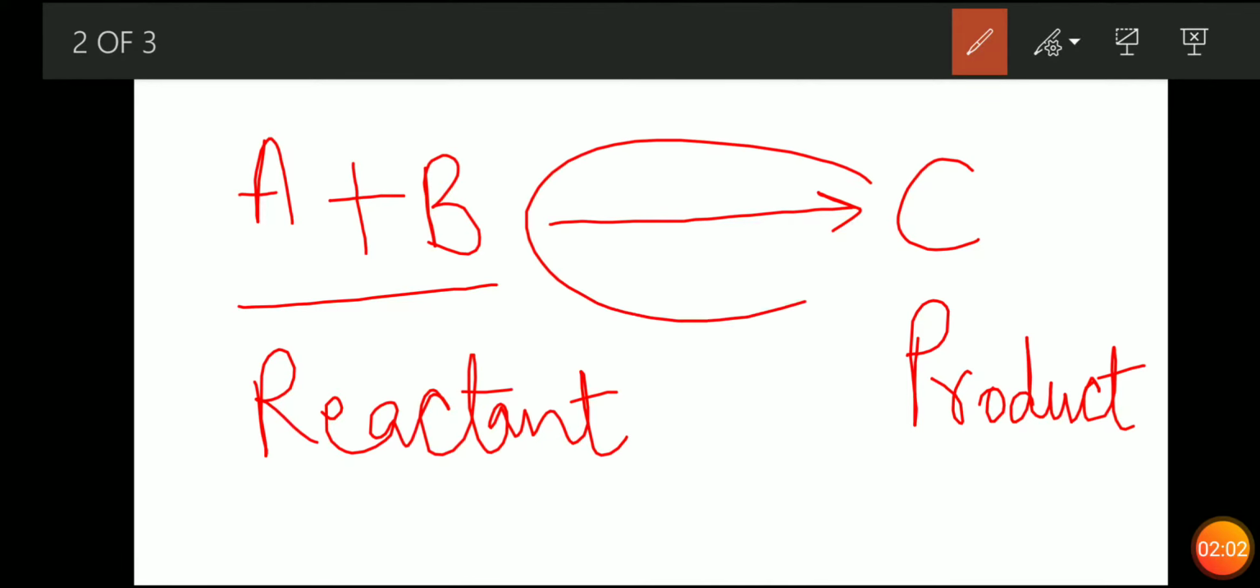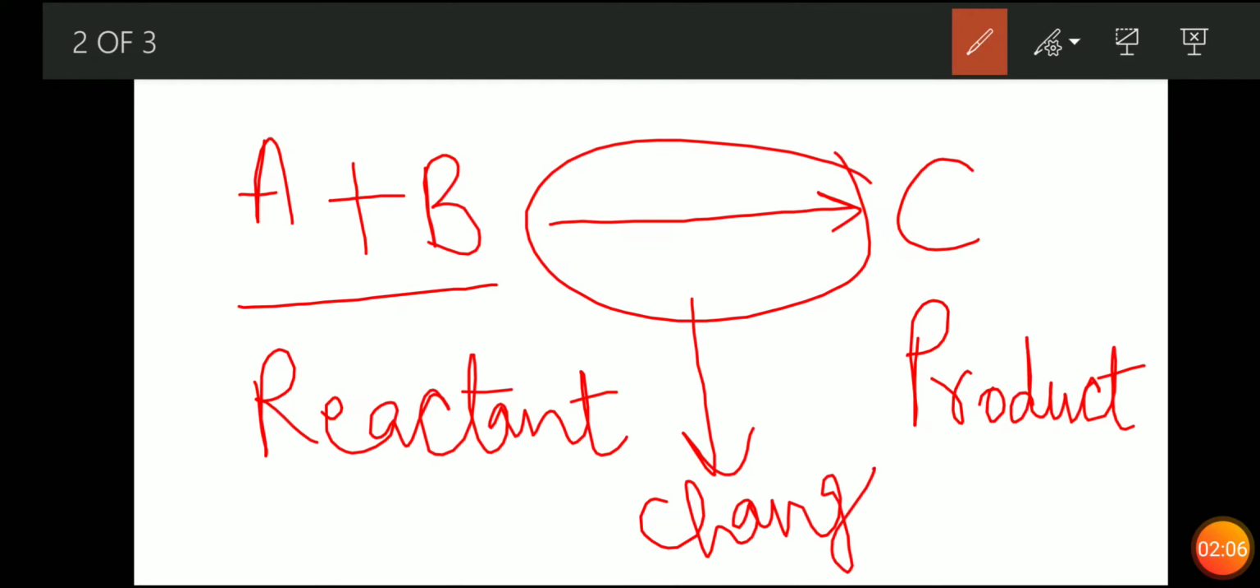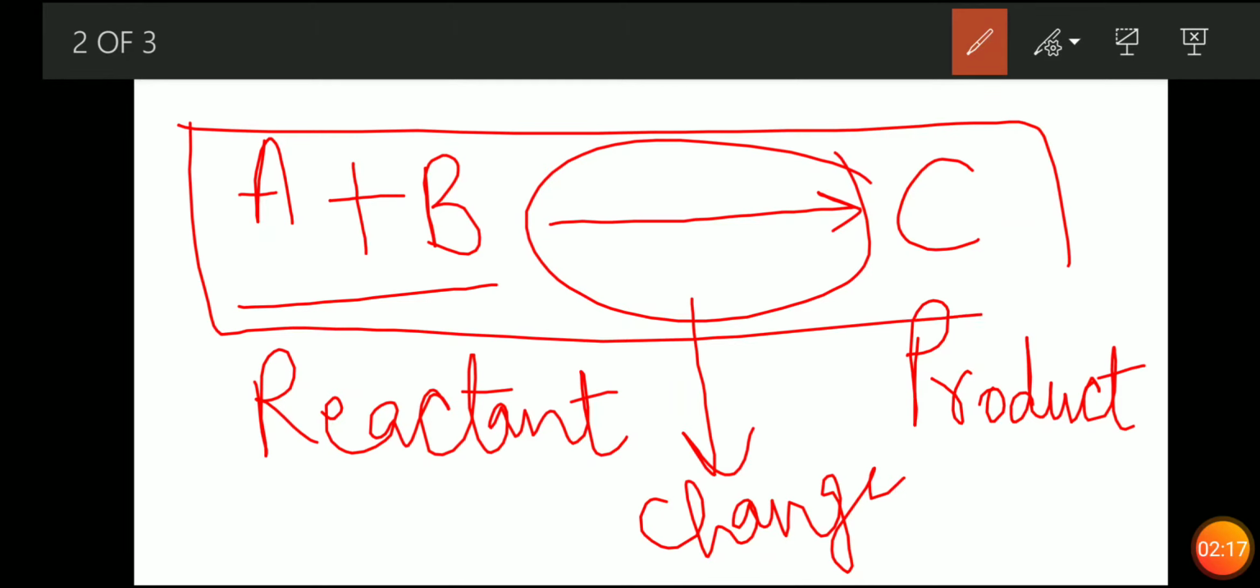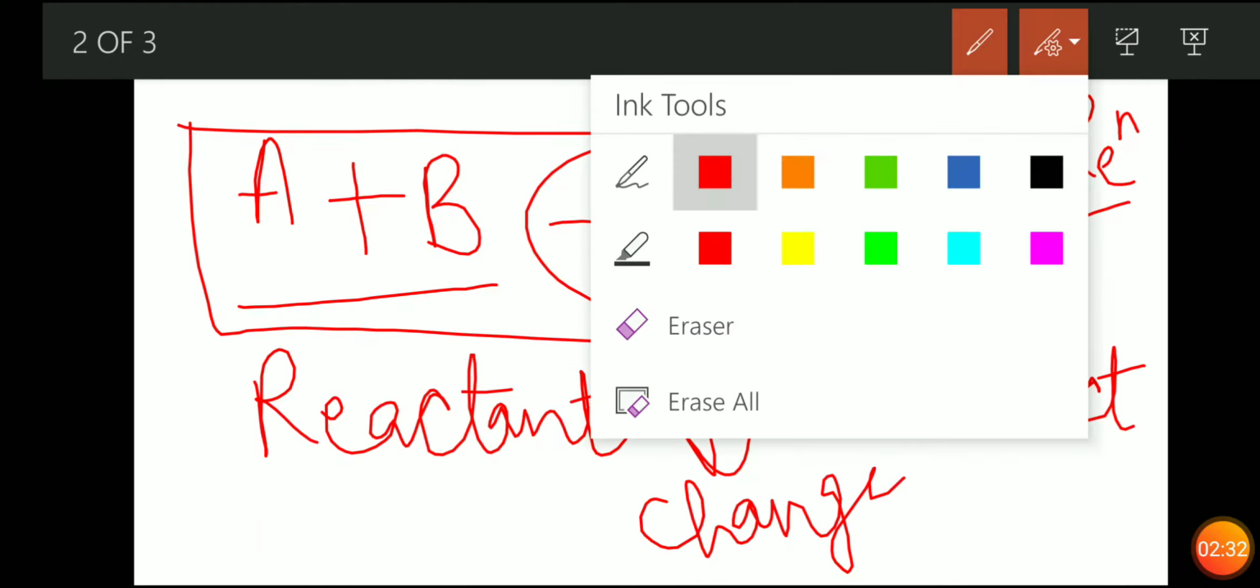What does this arrow indicate? This arrow indicates change. That means A and B have undergone a change, so that they form a new substance, product C. So this is known as a chemical reaction, and reaction is shown by Rxn. Clear? So if somewhere it is written as Rxn, that means it is asking about the chemical reaction that you have to write.